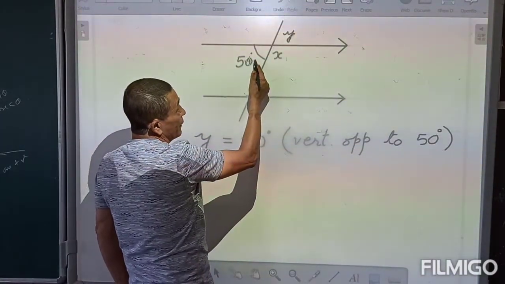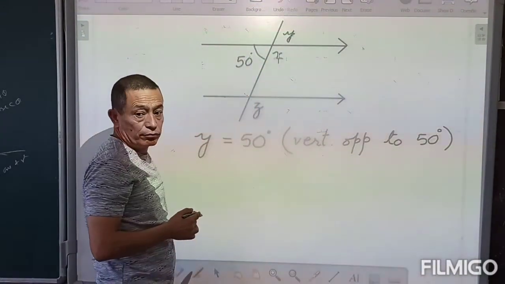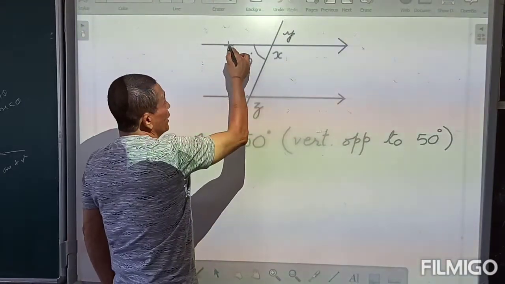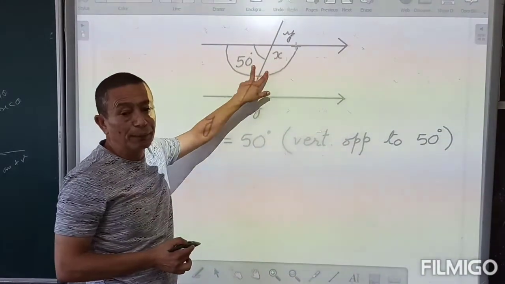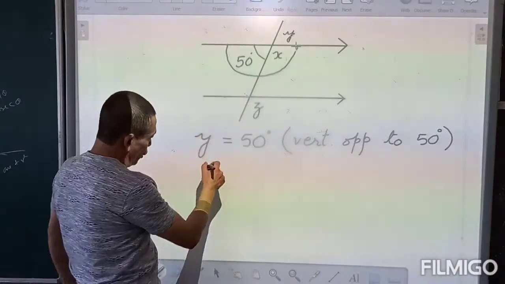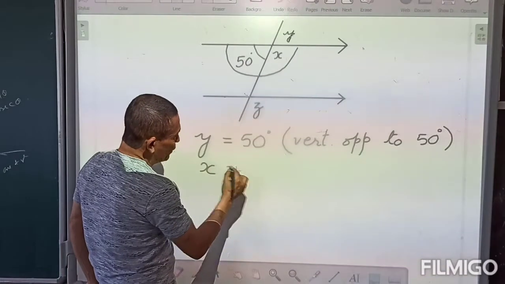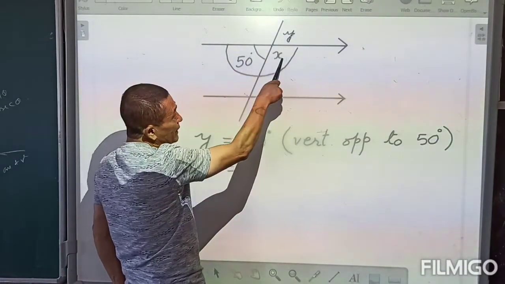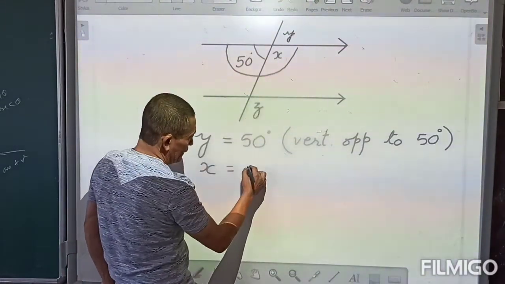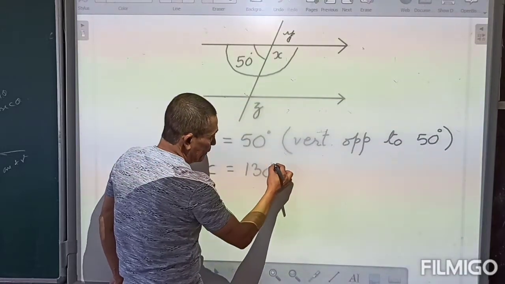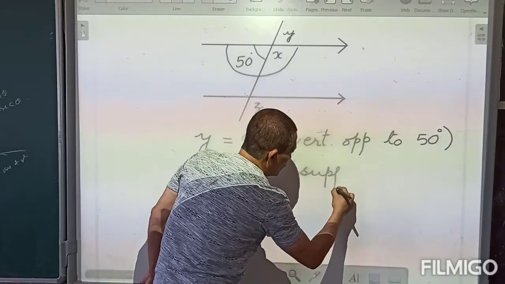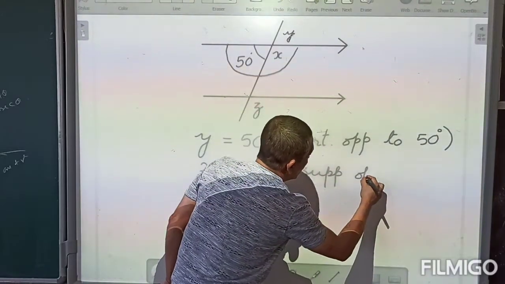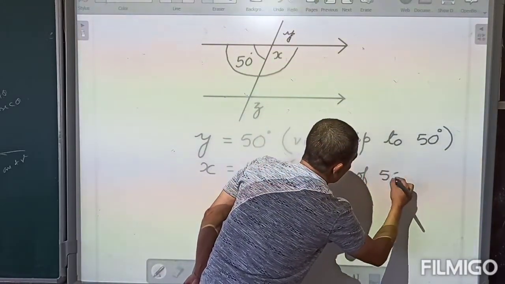If I compare 50 and x, from here to here, it is going to give me 180 degrees. That means they are supplement. Okay. So x will be equal to, if this is 50, this is going to be 130. 130 because it's supplement of 50 degrees.